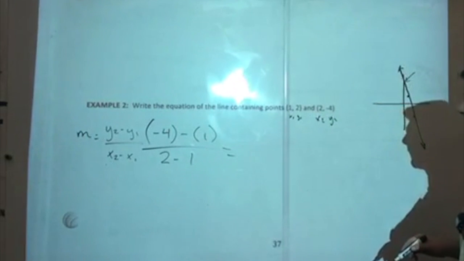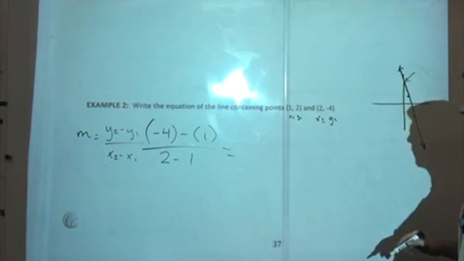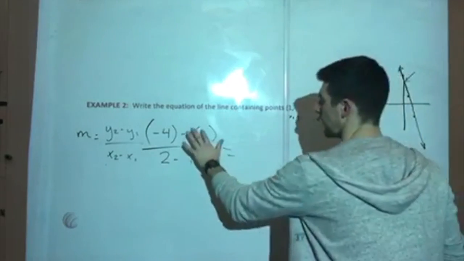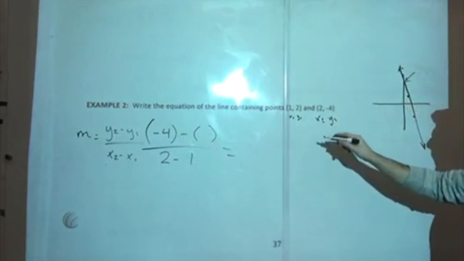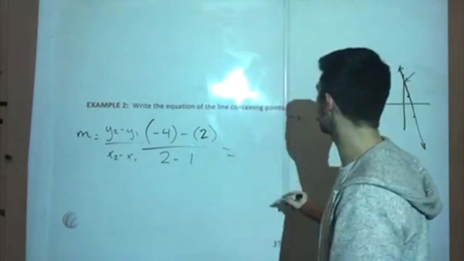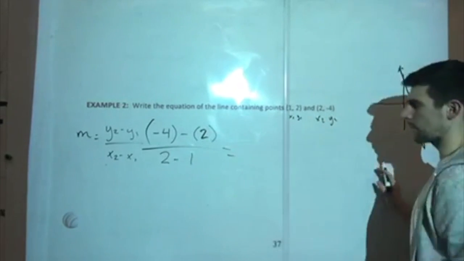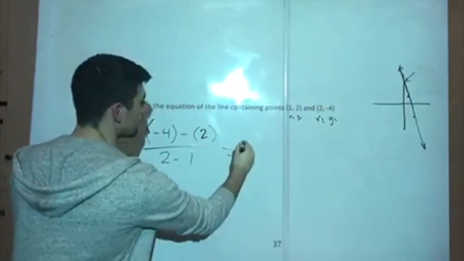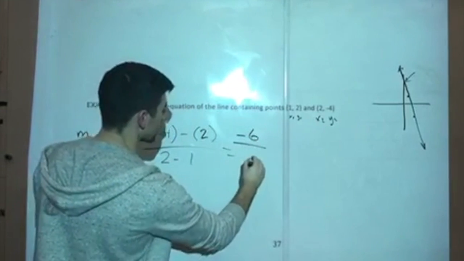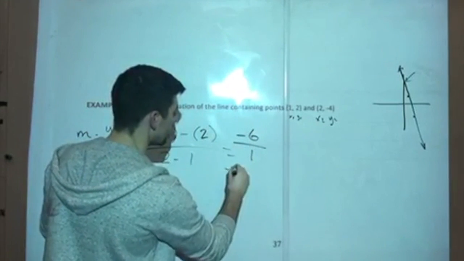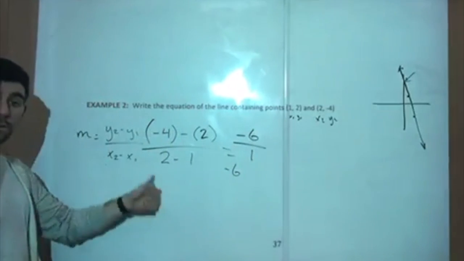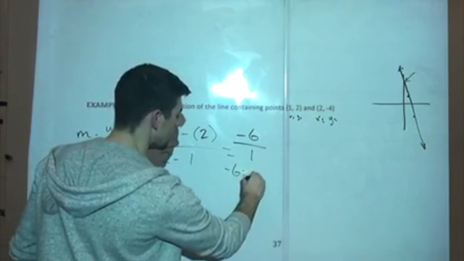Pardon me. I think I made a mistake. Sorry about that. It should be negative 4 minus my y1, which is 2. And then my x2 is 2, minus my x1, which is 1. And now I'm good to go. So negative 4 minus 2 is negative 6. 2 minus 1 is 1. So my slope is negative 6. Okay. So we've got one piece. We know the slope. It's negative 6.